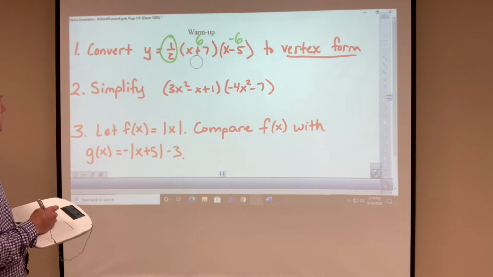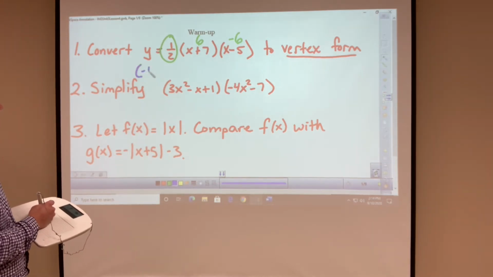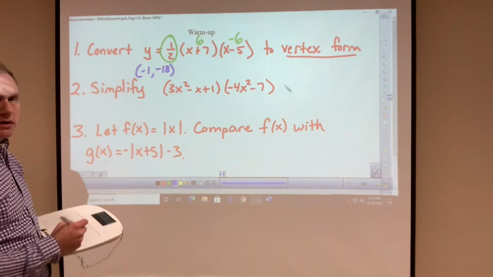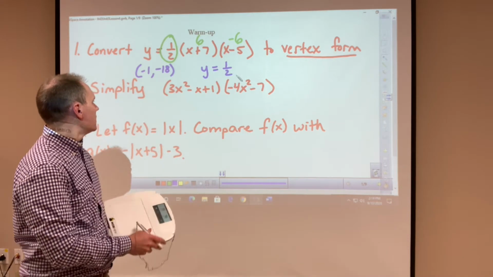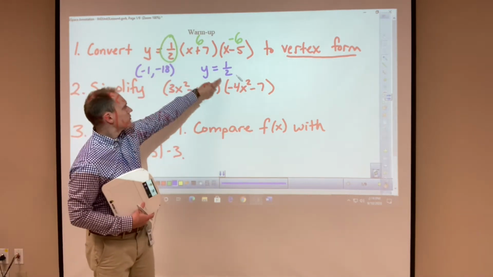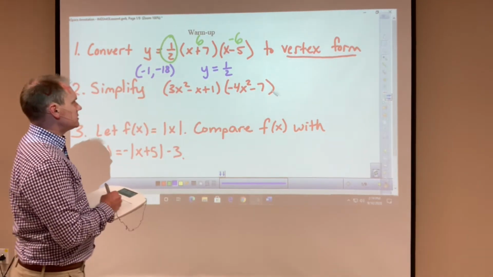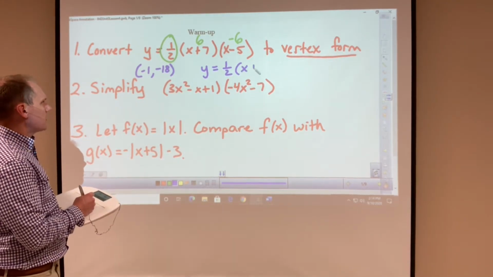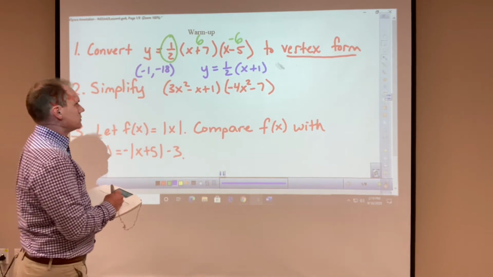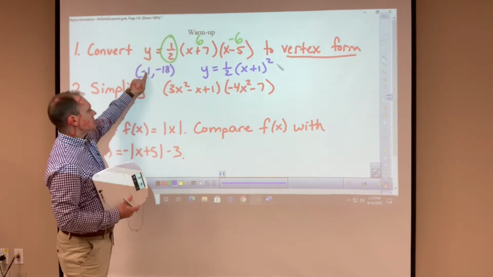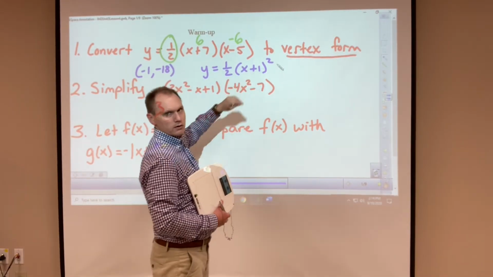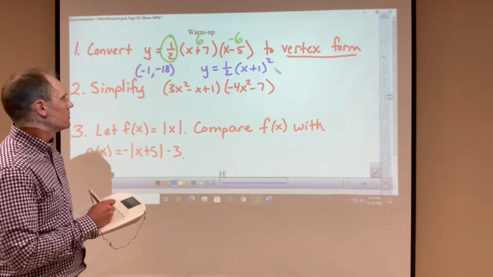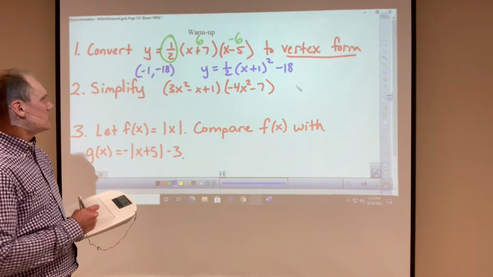Again, -1, comma, -18. And from there we can build the vertex form. So it's y equals a, which is 1/2, right? The a value is always the same no matter what form you're in. So a times x minus h squared. So remember, it's the opposite of this number here, because the x value of the vertex is whatever makes that 0. So to go backwards, we'll change the sign there to put it in. Minus 18. So that'll be the vertex form.